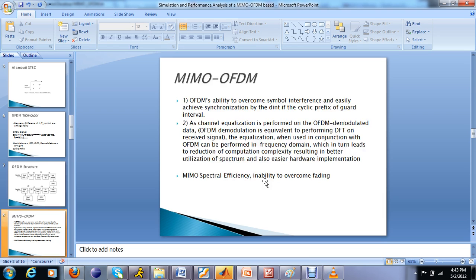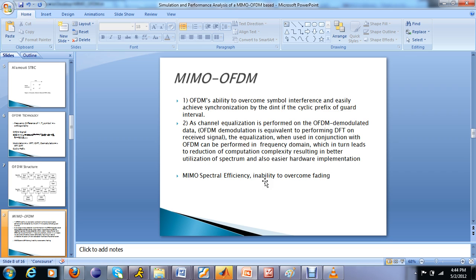So, an OFDM system has the advantage of eliminating interference, and it is also very good for hardware implementation because the equalization happens in the frequency domain, so the calculation complexity is much less. Therefore the hardware implementation becomes easier, and also the use of spectrum becomes better.